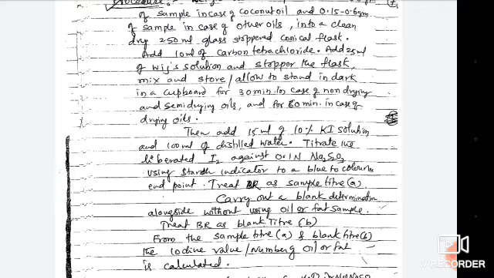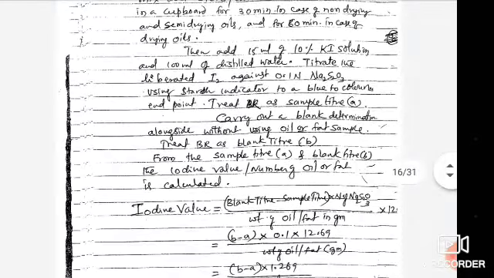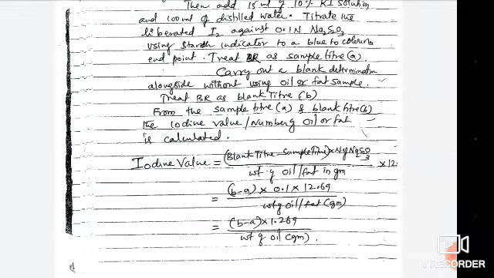Similarly, carry out the blank titration by omitting the oil sample, or carry out the blank determination alongside without using the oil or fat sample. Treat the burette reading as the blank titer B, and from the sample titer A and the blank titer B, the iodine value or iodine number of a fat is calculated. So iodine value is equal to blank titer minus sample titer, into normality of Na2S2O3, divided by weight of oil or fat in gram, into 12.69 gram.